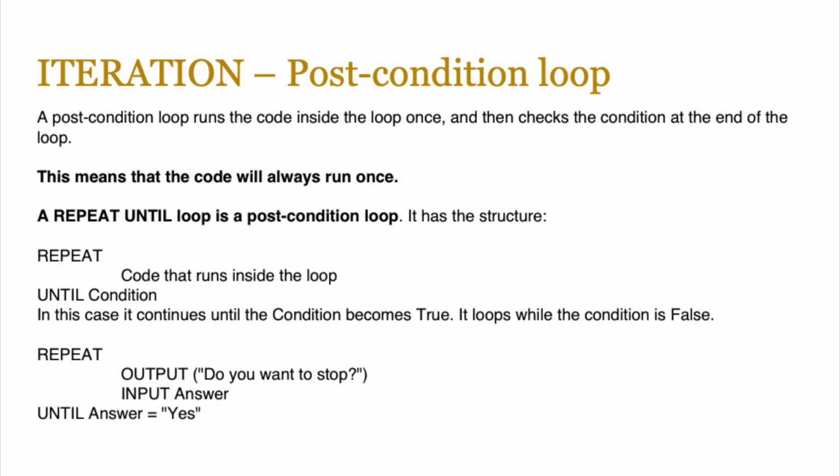Repeat output, do you want to stop, input whatever the user's answer is, and keep doing it until the answer is equal to yes. So what happens is the code runs once. Do you want to stop? The user is prompted for an answer. The user will say yes, and the loop ends.